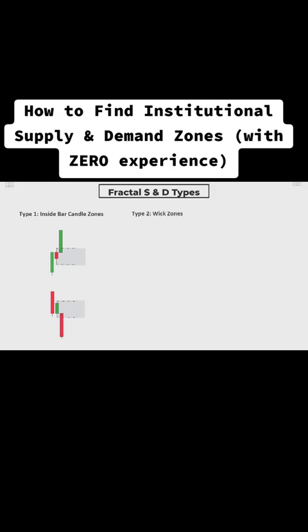Type 2. Wick zones. Now this one's sneaky, and smart money loves using it. In a bullish rally, you might see nothing but big green momentum candles. No visible demand zone, right? But look at those wicks. They're not just noise, they're lower time frame pullbacks. Those wick zones represent hidden sell-to-buy ranges, where price briefly dipped to grab liquidity before pushing higher. The same thing applies in bearish moves. Large candles with long upper wicks often hide buy-to-sell zones on the lower time frame.